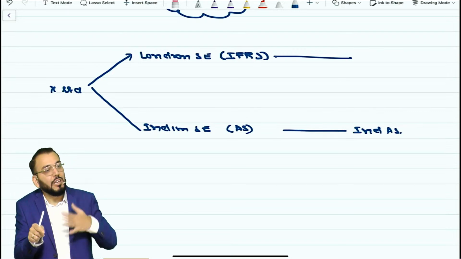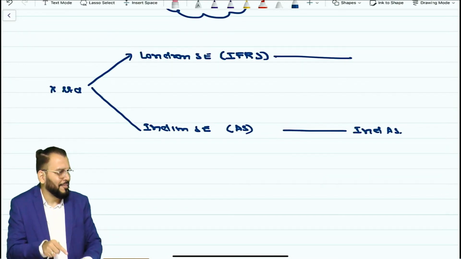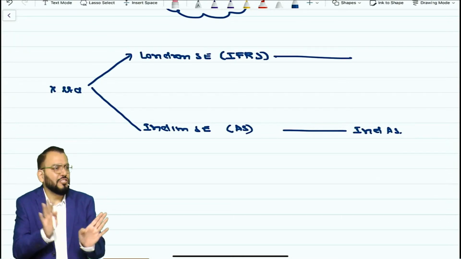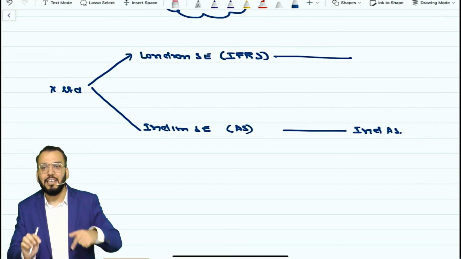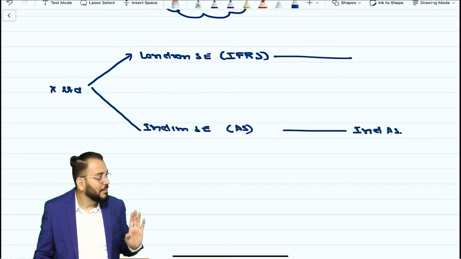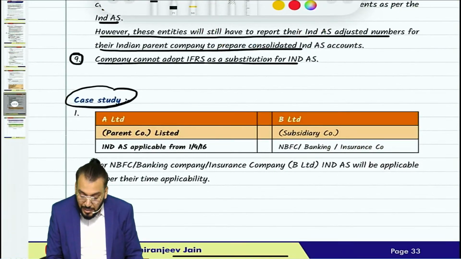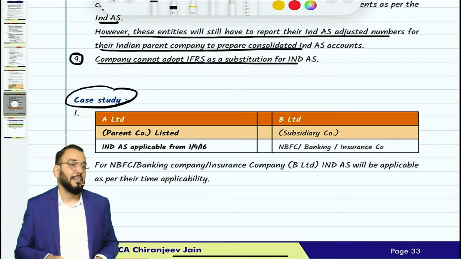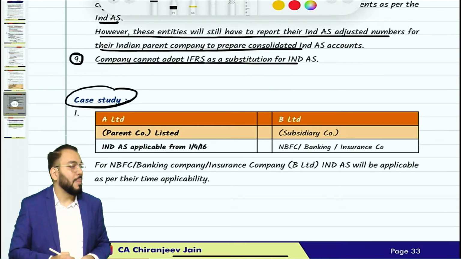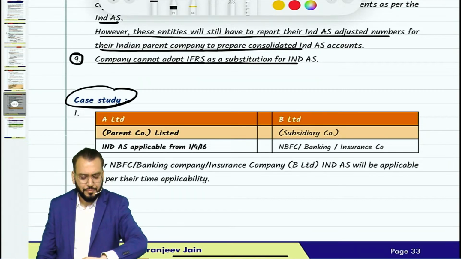So they can't say that we are already preparing based on IFRS and there is only 8% difference. Ignore that, na. And that financial statement will be continued. There is no need to convert AS financial statement to Ind AS financial statement. So they cannot say like that. That is given. Company cannot adopt IFRS as a substitution for Ind AS. Understood? I think introduction you have understood. Correct?